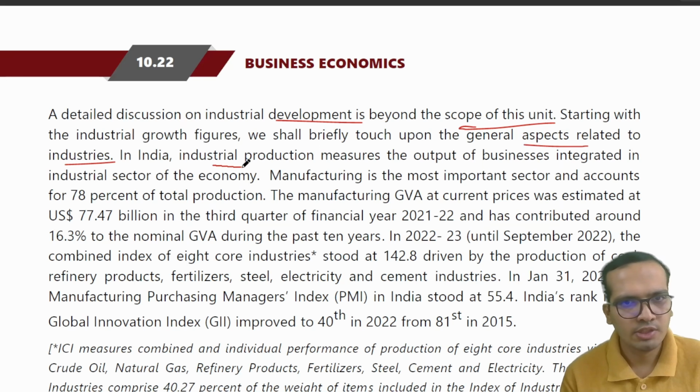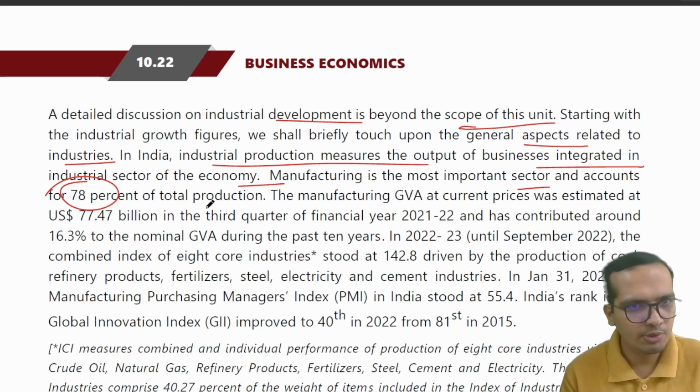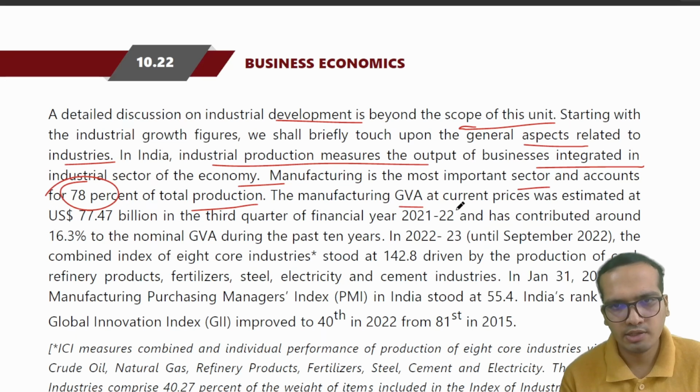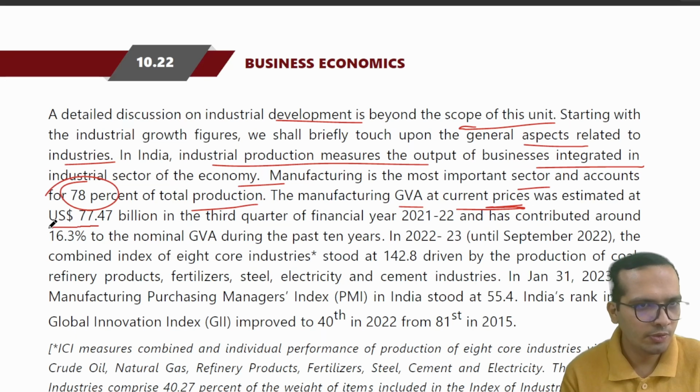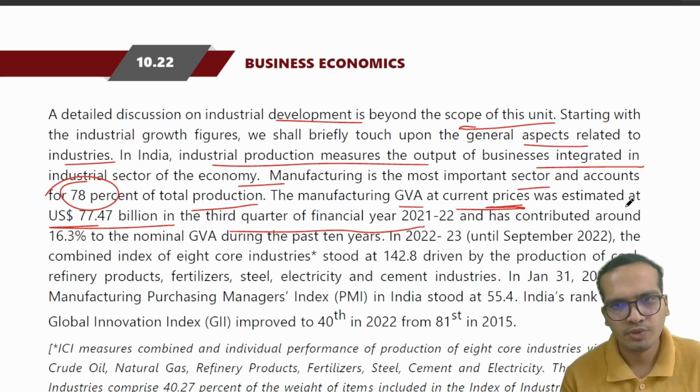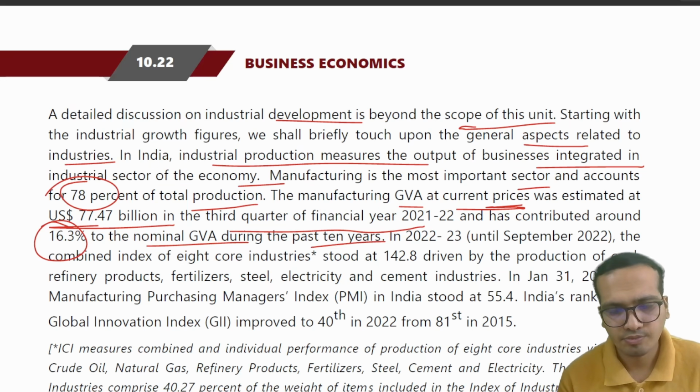In India, the industrial production measures the output of businesses integrated in the industrial sector of the economy. Manufacturing is the most important sector and accounts for 78% of the total production. The manufacturing GVA, gross value added at current prices, was estimated at 77.47 billion US dollars in the third quarter of the financial year 21-22 and has contributed around 16.3% to nominal GVA during the past 10 years.